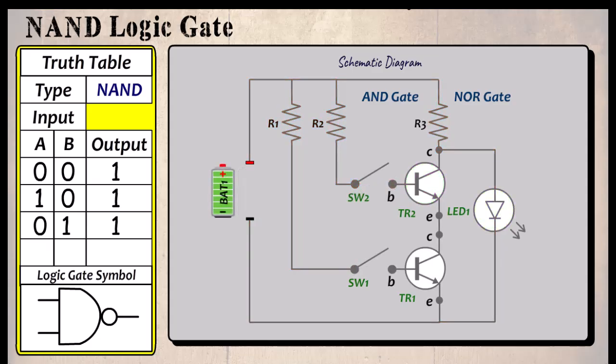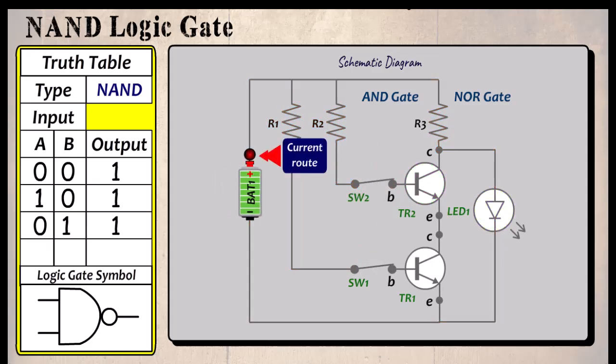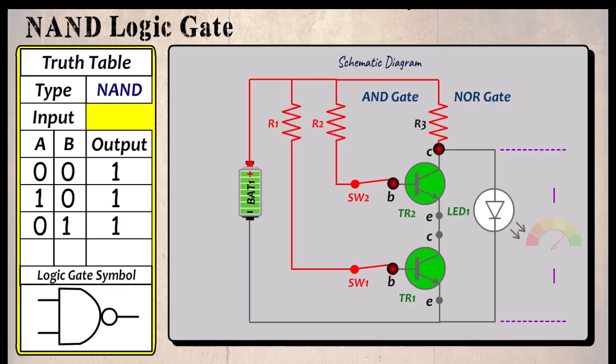Now both switches are turned on. The current is fed to the base of TR1 and TR2, switching them both on. Now when the current reaches the collector of TR2, there is a path through both transistors, which results in a voltage drop across the LED, so this time the LED fails to light. Only when both inputs are 1 will the output be 0.